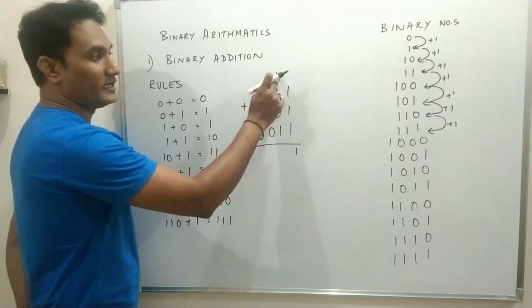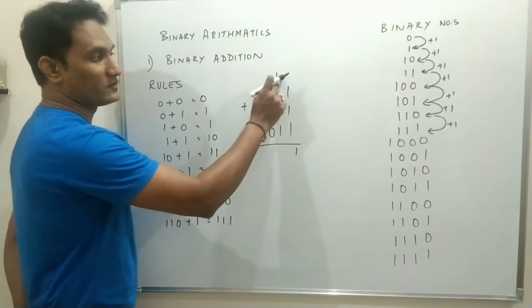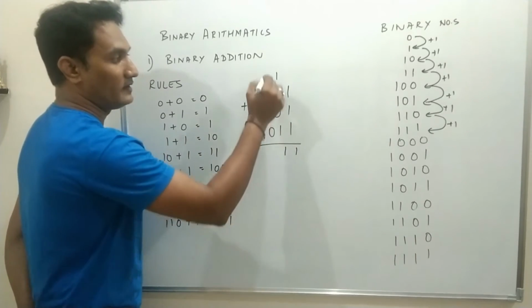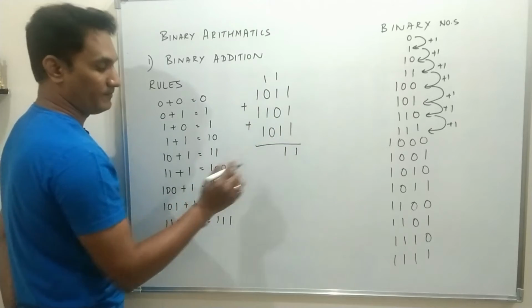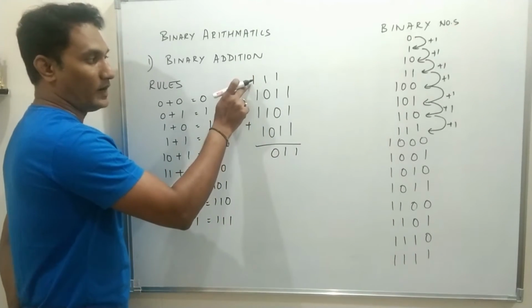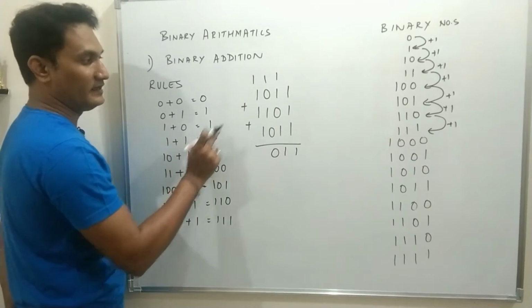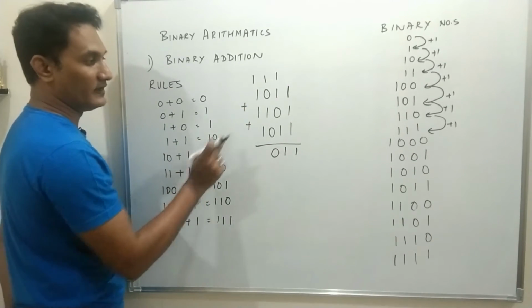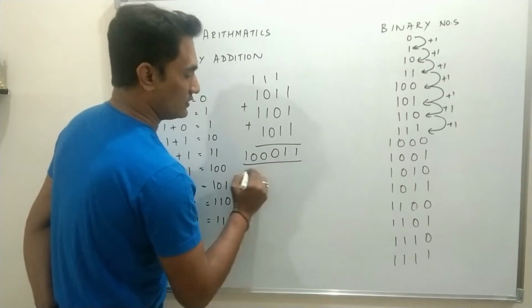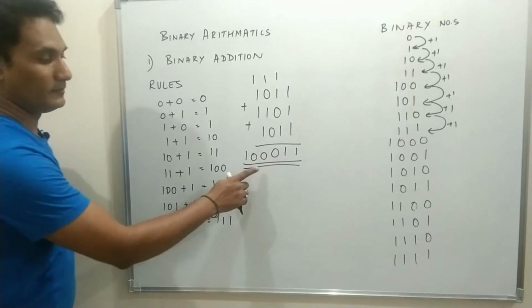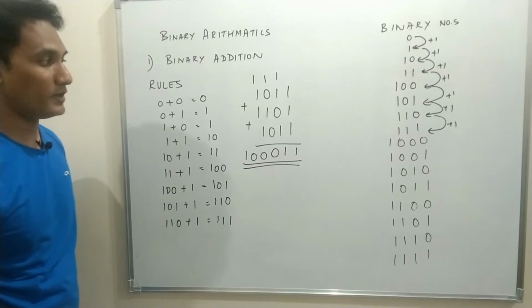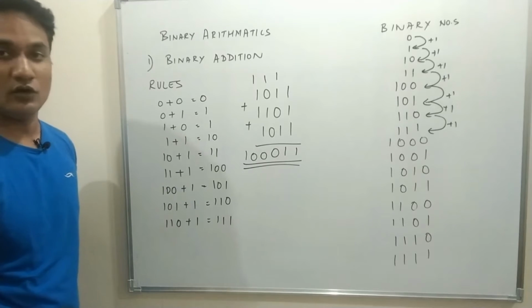In the next column again you have 1 plus 1 plus 1. That means 1 plus 1 is 10, 10 plus 1 is 11, so it will be 1 with 1 carried forward. Then 1 plus 1 plus 1 plus 1 is 10, so 0 with 1 carried forward. And then 1 plus 1 is 10, 10 plus 1 is 11, 11 plus 1 is 100. So 100 is the answer for the binary addition of 1011 plus 1101 plus 1011.